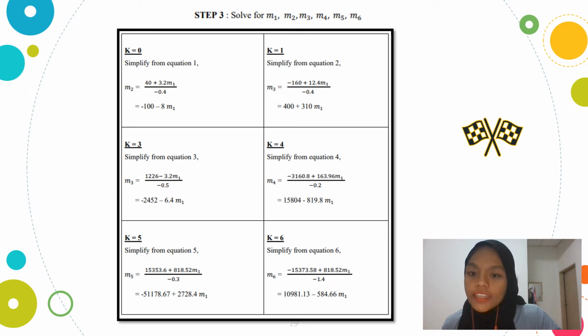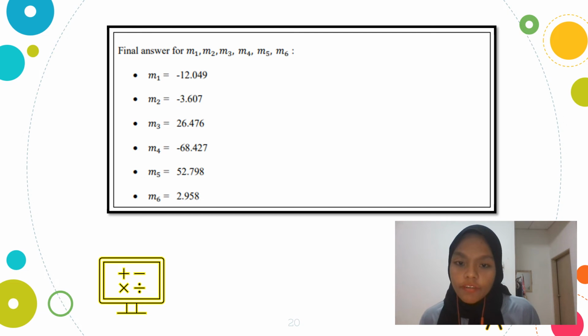Next, the third step is to solve the values for m1, m2, m3, m4, m5, and also m6. By the previous 6 equations that we got just now, we can solve by simplifying and substituting any existing values to get the value of each m. For the final answer, we got each of these values for m, which are m1, m2, m3, m4, m5, and also m6.